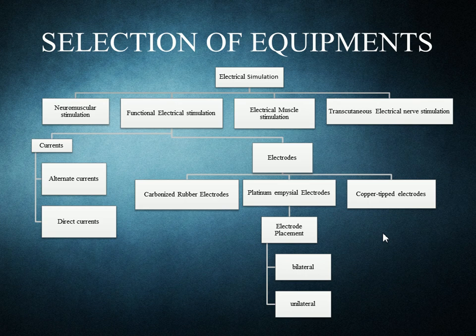So for that implementation, we will be using electrodes, whether carbonized rubber electrodes, platinum electrodes, or copper tipped electrodes. The best choice is the platinum electrodes, and the main criterion will be the electrode placement. The electrode placement is the main criterion for generating and receiving these electrical pulses, and proper placement is to be done, whether bilateral or unilateral, to make the body function.